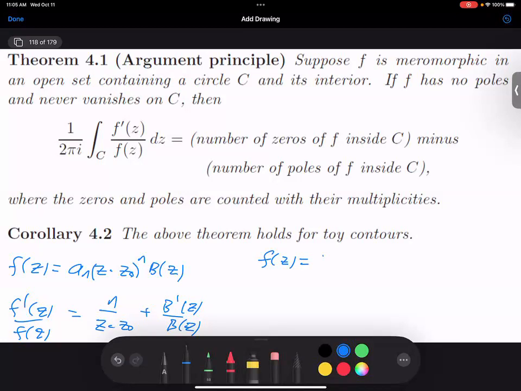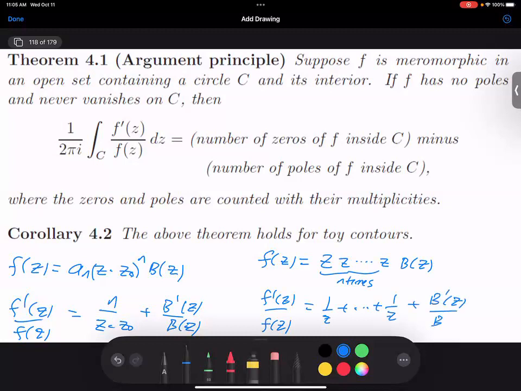So if I considered a function of the form z times z times z, say n times, and then times b of z, we would get f prime of z over f of z is 1 over z plus 1 over z plus ... plus 1 over z plus b prime of z over b of z. So this is extremely similar to what we did before. I just collected all the z's together and said, z minus z naught to the n. Really, I could keep them all separate.